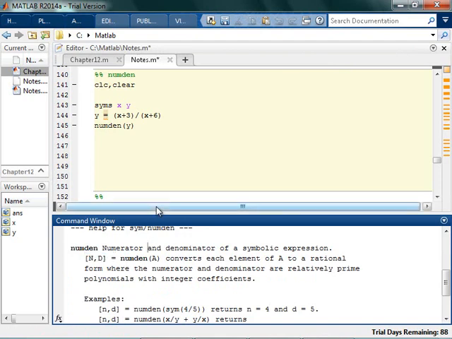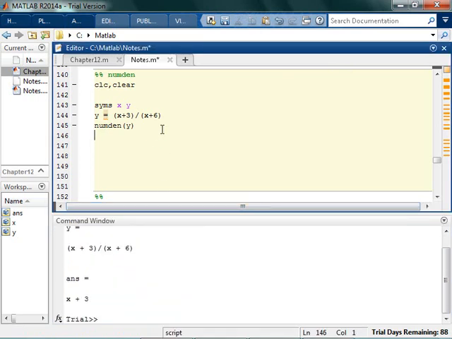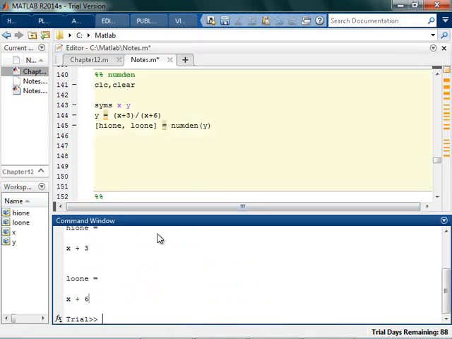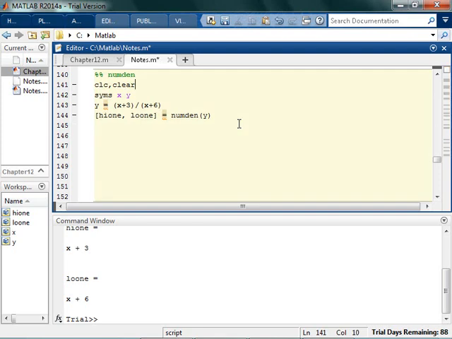Now this might be something you remember from doing meshgrid: if you didn't ask for 2 outputs, you didn't get 2 outputs, you only got the first one. MATLAB always does that on purpose. By default, if you don't ask for any outputs, it only gives you the first one. So I could say this is the high one, and this is the low one. numden gives the high one, x plus 3, and the low one, x plus 6. Kind of neat. Let's see what this does with an equation.